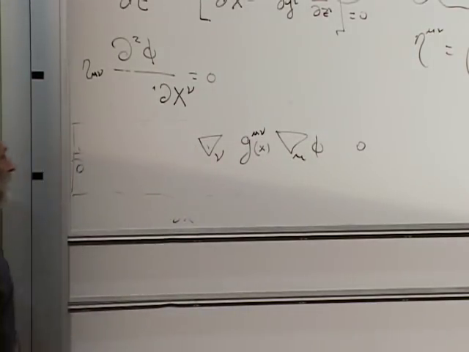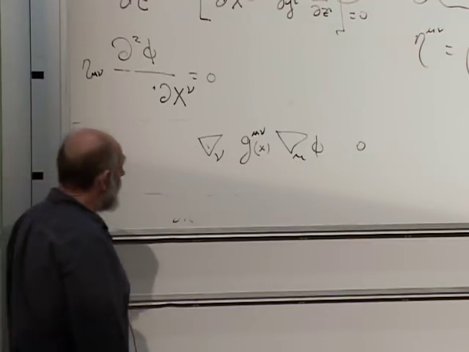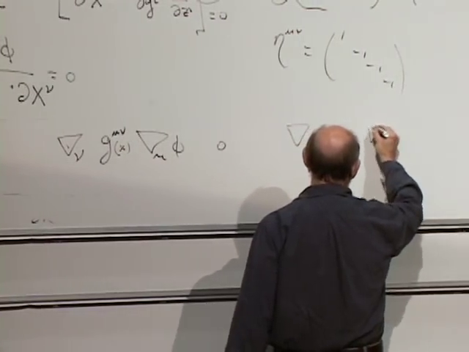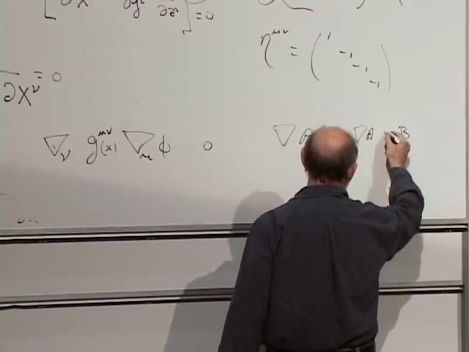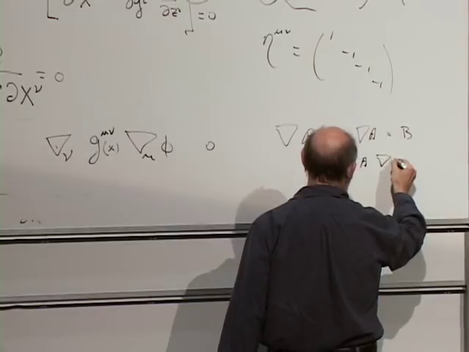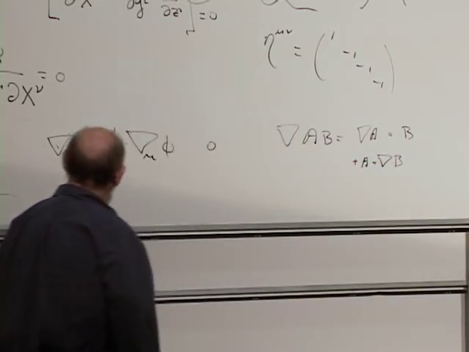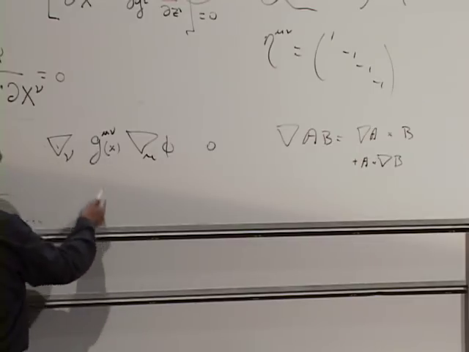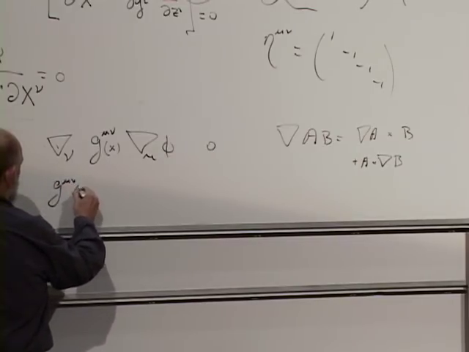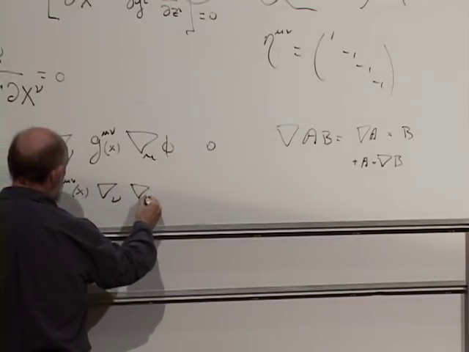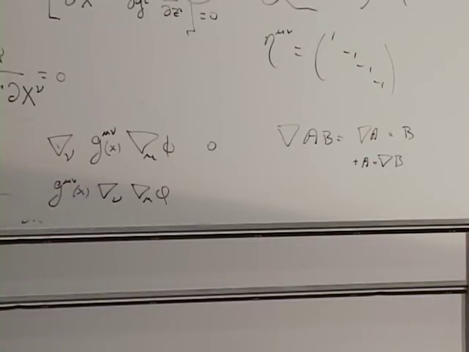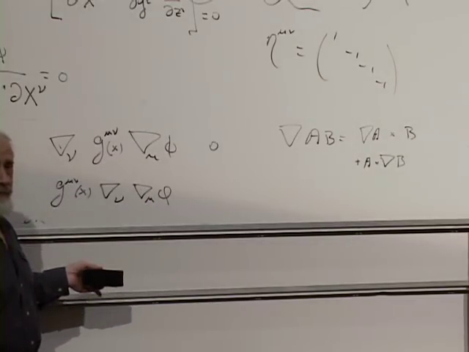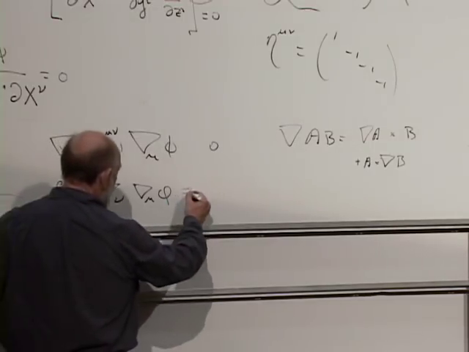But then, as you correctly point out, covariant derivatives satisfy the Leibniz rule. The Leibniz rule being that a covariant derivative of A times B is equal to covariant derivative of A times B plus A times covariant derivative of B. All right, so the covariant derivative of g times this is just two terms. The first is g mu nu of x times del nu del mu of phi. And the second involves the covariant derivative of g mu nu. But what's the covariant derivative of g mu nu? Zero. So this is it. This is the form of the wave equation.